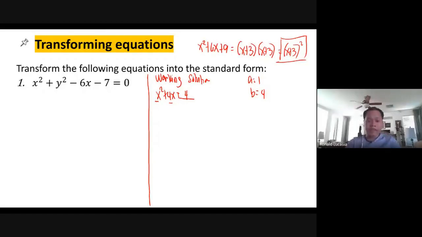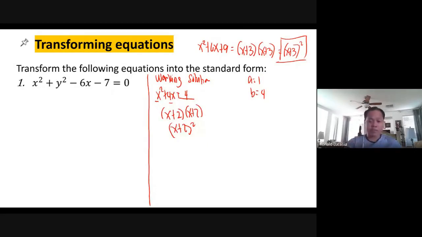So we can now express this as x plus 2, which is equal to x plus 2 quantity squared. That will be our factor there. x squared plus 4x plus 4.